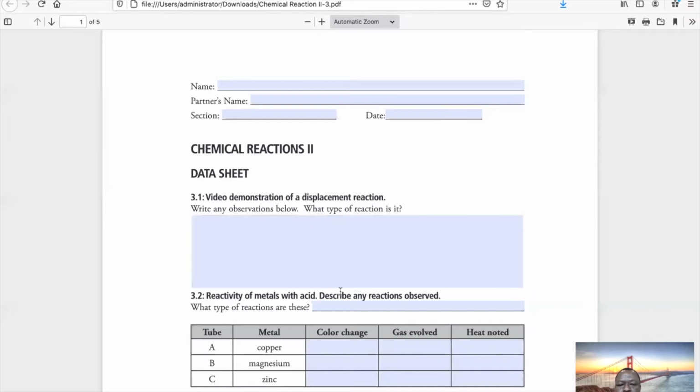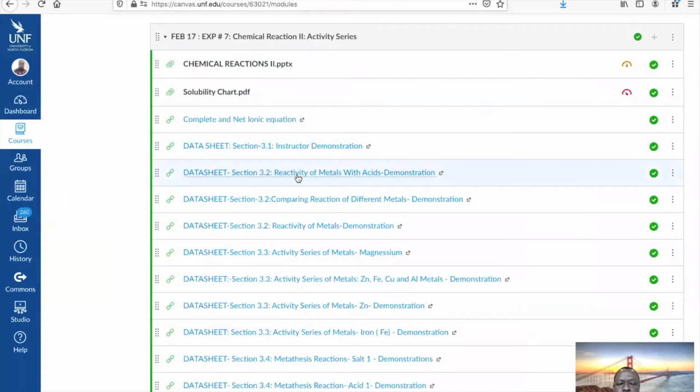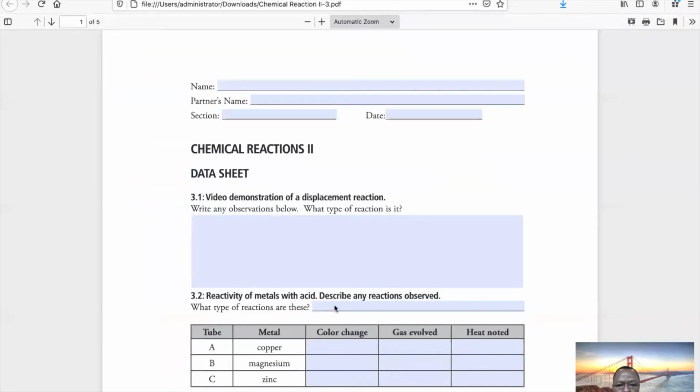With that, now you'll do the same thing for section 3.2. You will come here and watch the simulation and fill in the data sheet based on what type of metal being used: copper, magnesium, and zinc. From the demonstration, is there any color change? You're gonna fill in here.